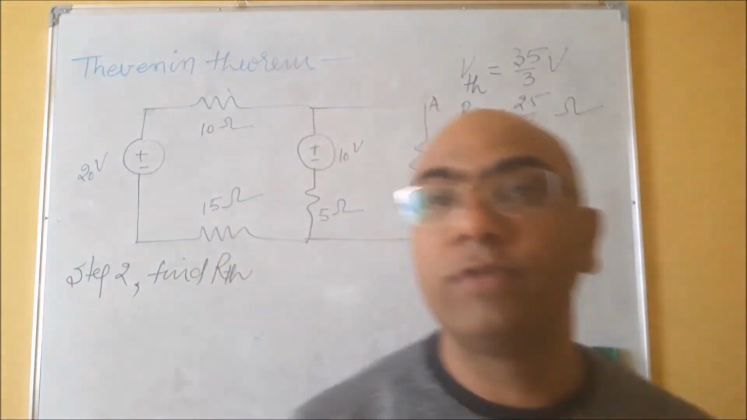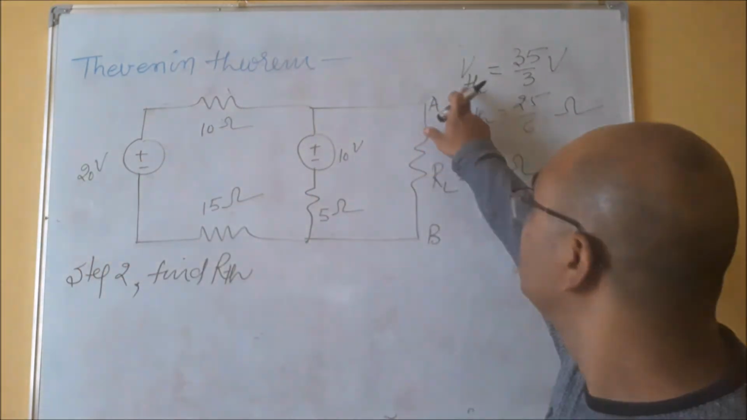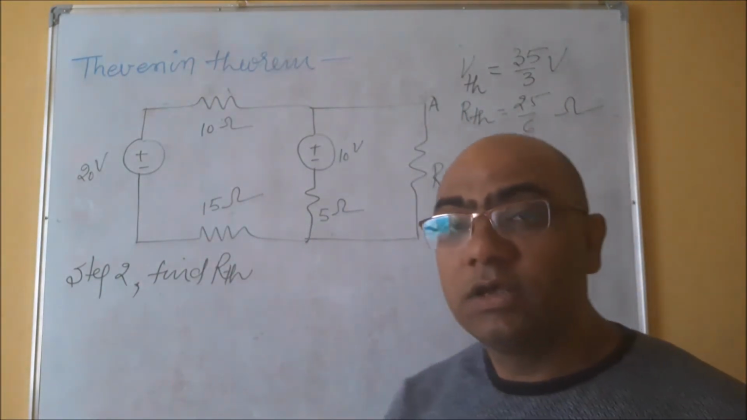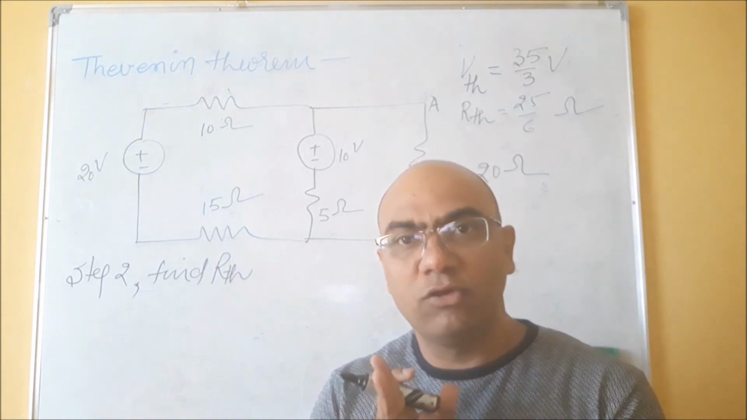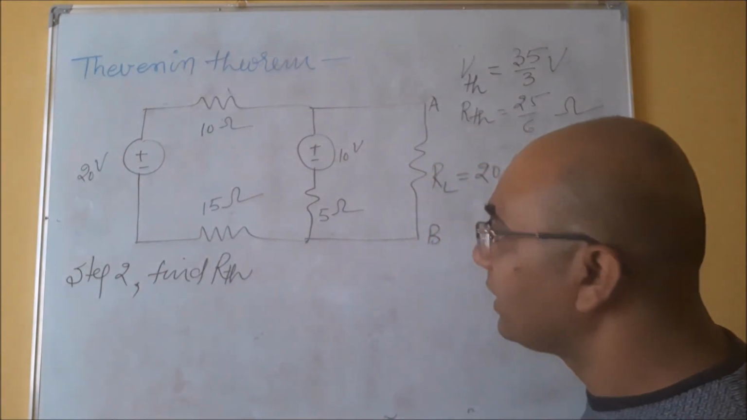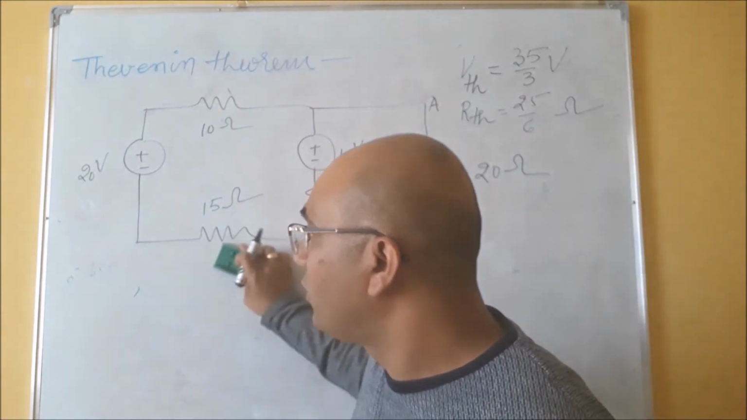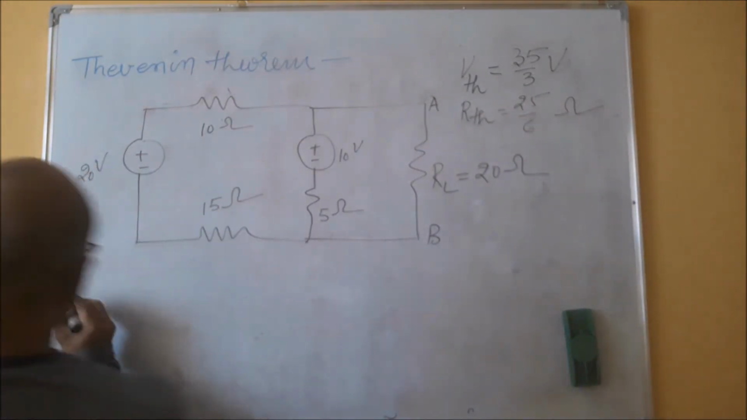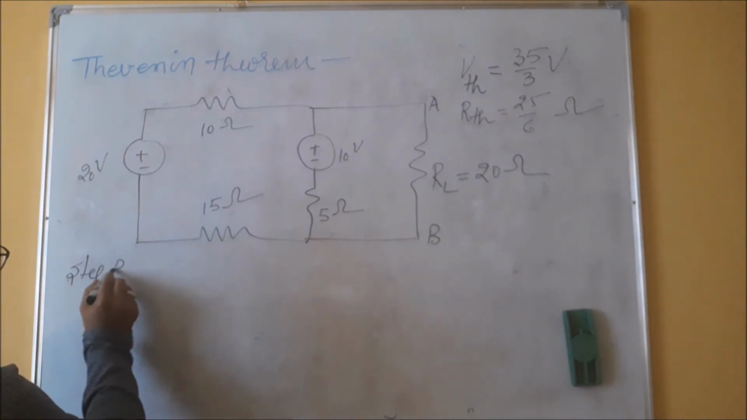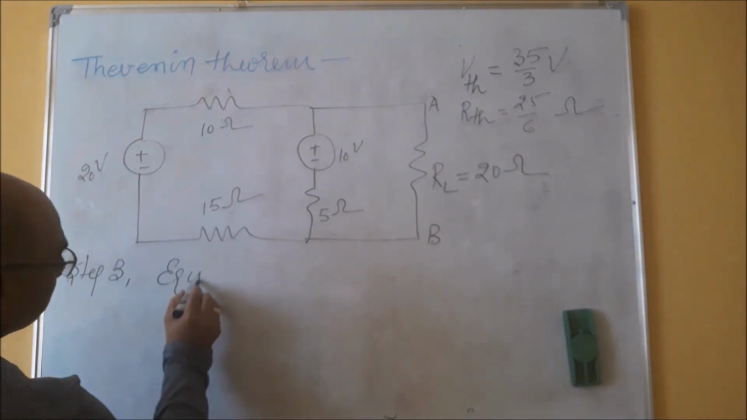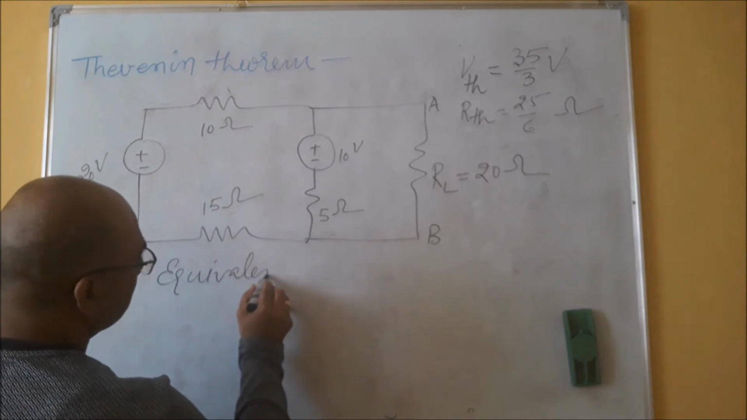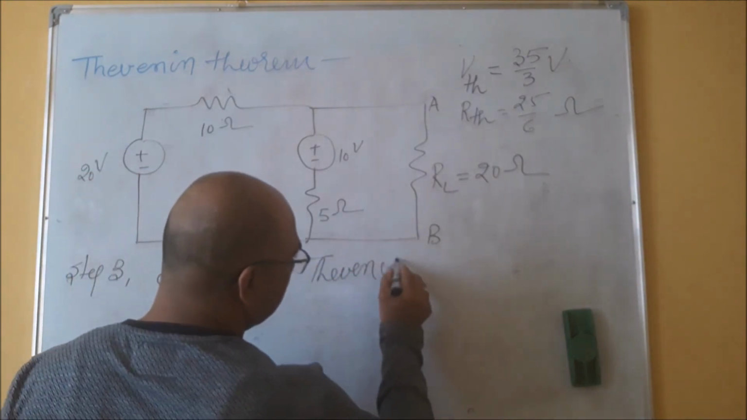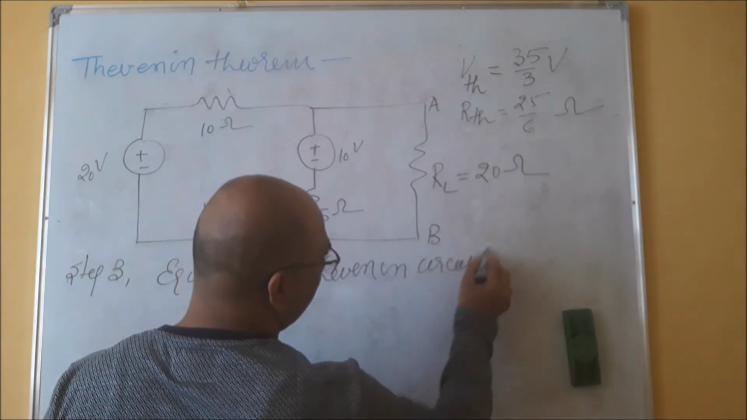Is it okay? So we have calculated the value of VTH, this is 35 upon 3, and RTH, this is 25 upon 6. So I know the value of VTH, I know the value of RTH. So, third step, I can draw an equivalent Thevenin circuit. Step 3: equivalent Thevenin circuit.